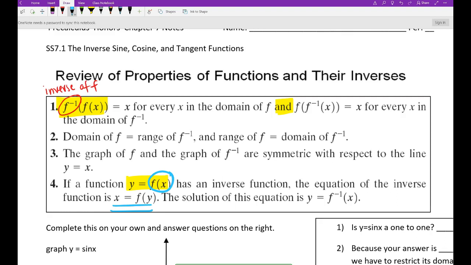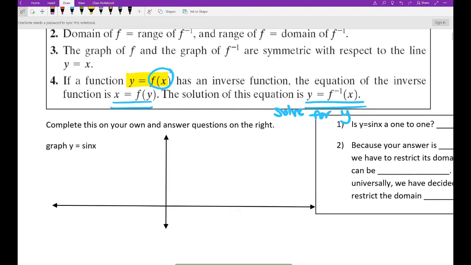Then it goes on and says the solution, that means the answer, is this equation. What do you have to do after you switch? Yeah, do you have to go and solve? You must. So solve for y. So after you have switched x and y, you have to solve for y. Okay. All right, here we go.